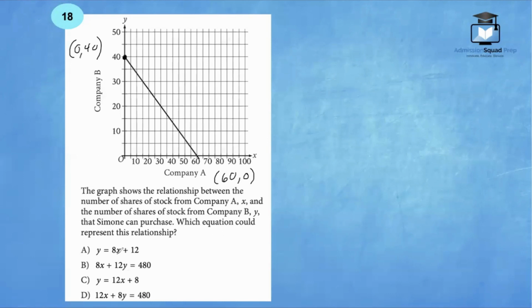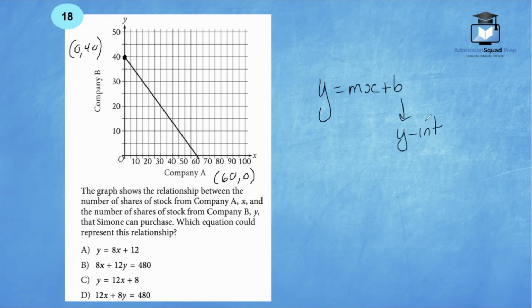So right now, we have choice A and choice C already written in slope-intercept form, which is y equals mx plus b. Therefore, b should be our y-intercept. But notice the y-intercept is supposed to be 40. So for choice A, the y-intercept is 12. Choice C, the y-intercept is 8. So automatically, we know that answer choice A and C are incorrect.